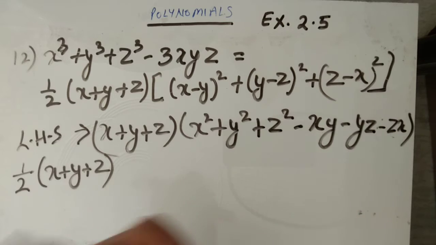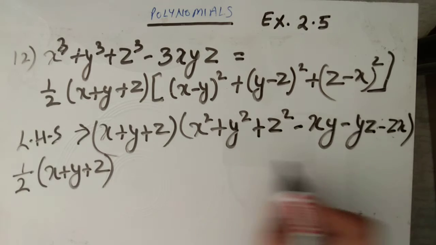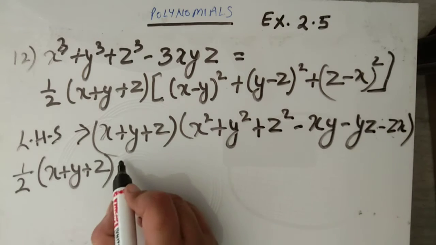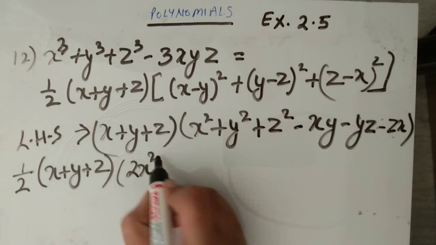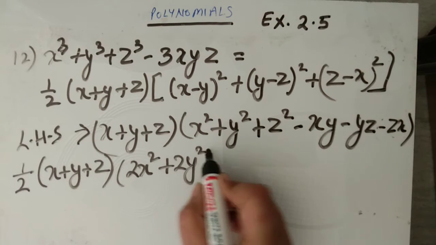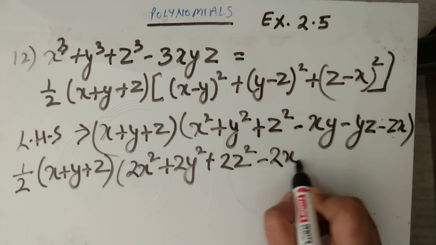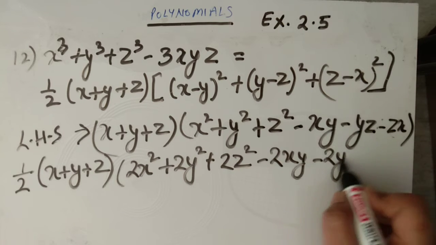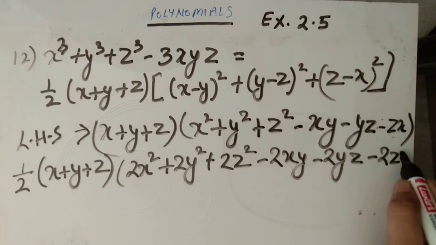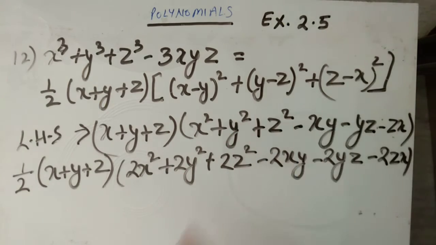For equalizing you have to multiply by 2. So we are multiplying it by 2. All the terms need to be multiplied by 2. We are getting 2x square plus 2y square plus 2z square minus 2xy minus 2yz minus 2zx. Okay, now see, for x minus y whole square, what we need? 1x, 1y and xy. We are getting it, so convert it into the form.